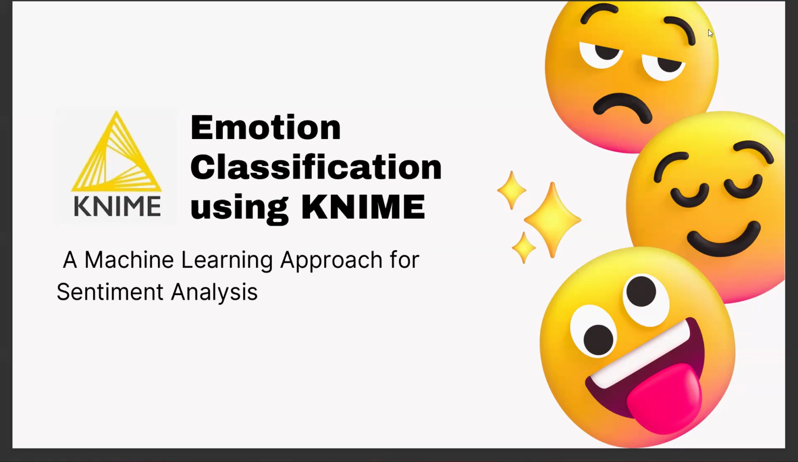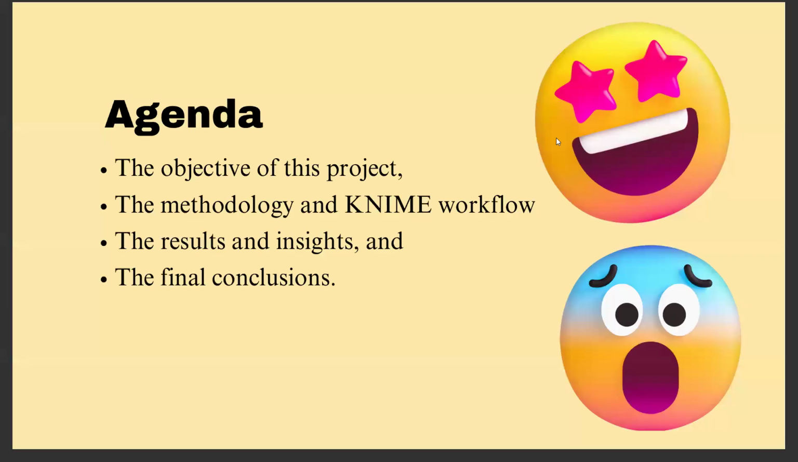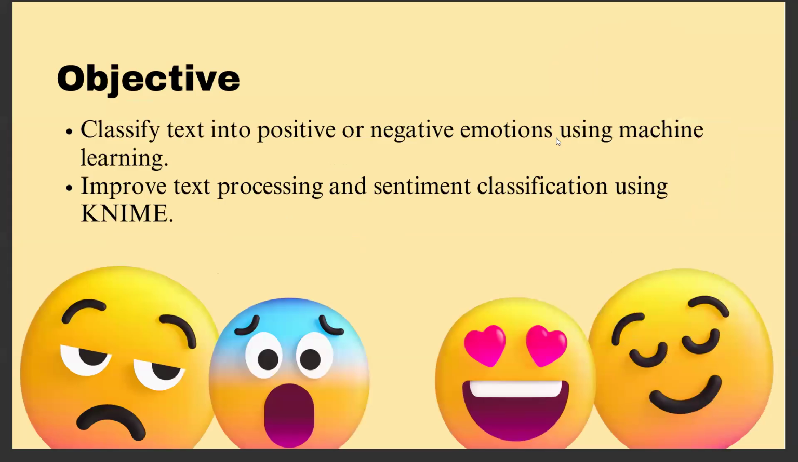In this video, we will walk you through our project on emotion classification using KNIME. This project involves classifying text into positive or negative emotion using a machine learning approach. Throughout this video, we will cover the following key areas: the objective of the project, methodology and KNIME workflow, the results and insights, and final conclusion.